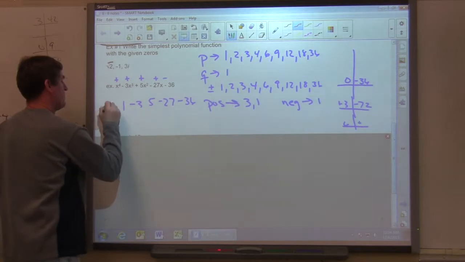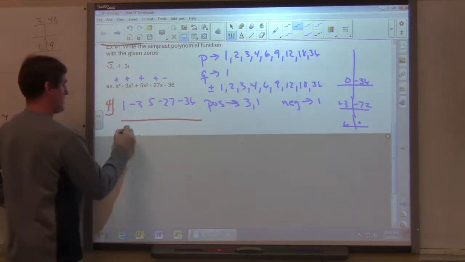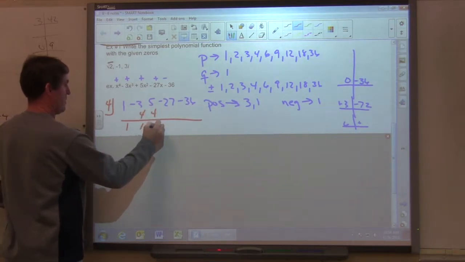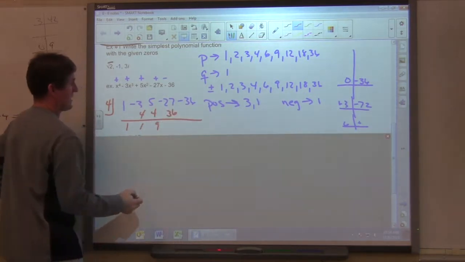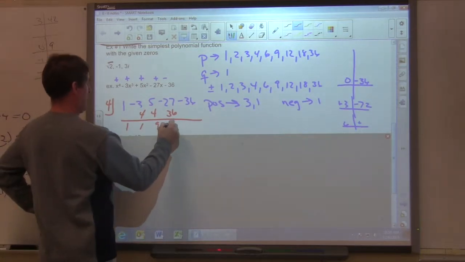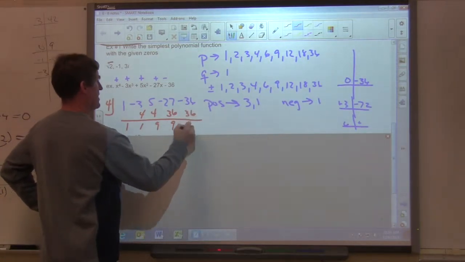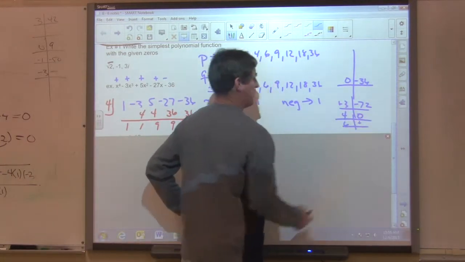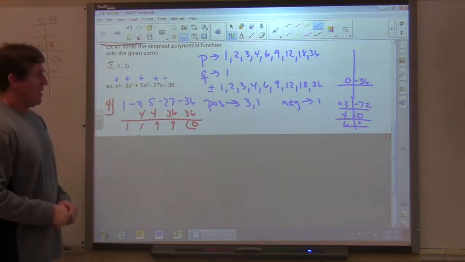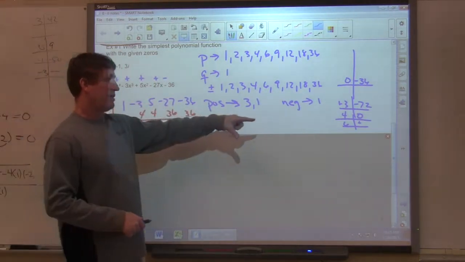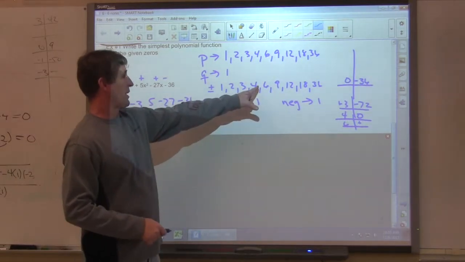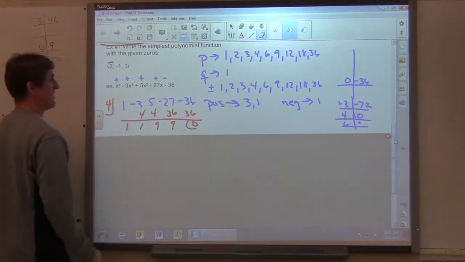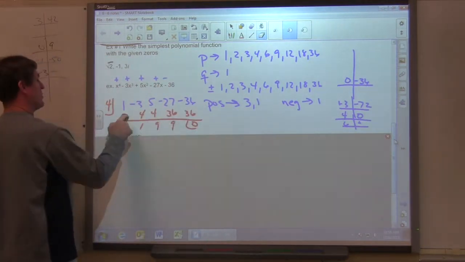So we're going to try 4. 1, 4, 1, 4, 9, 36, 0. So we found one. At 4, we're at 0. So now we know it's come down and touched there. It may have crossed, but we don't have any numbers between 4 and 6 to check. So now there could be 2 more positives, but we know there should be a negative.